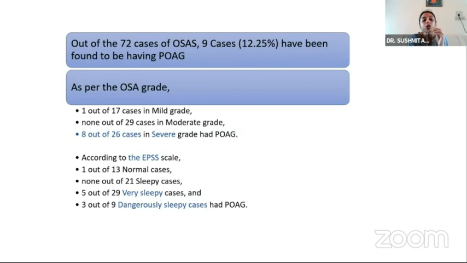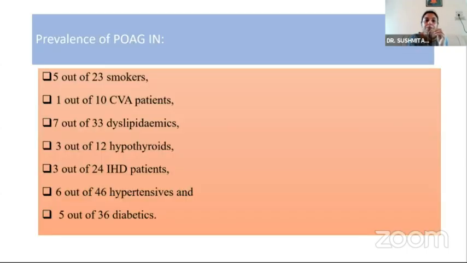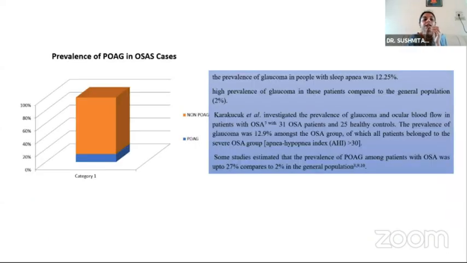If we take them according to the Epworth scale, then most of our patients fell into the very sleepy or dangerously sleepy categories of OSA. In our study, we also found that prevalence of POAG was highest among smokers, dyslipidemics, hypertensive diabetics, and some hypothyroid patients.